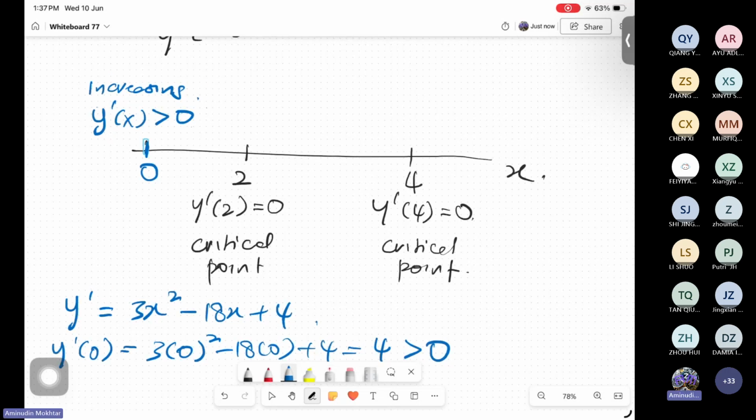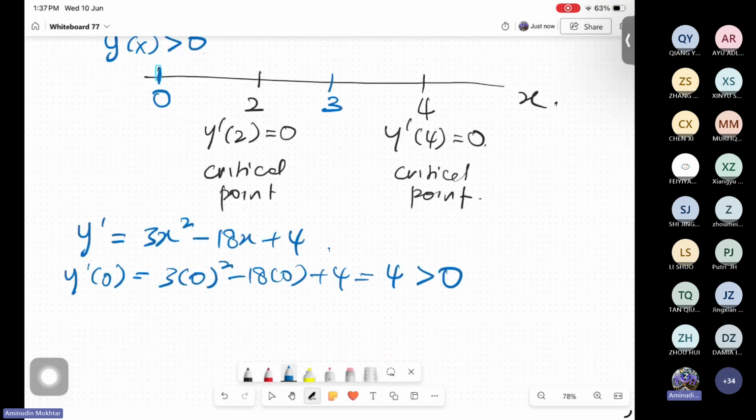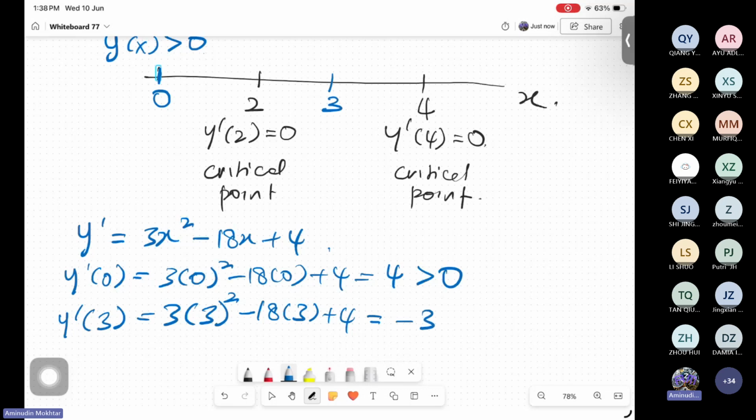Between 2 and 4, we need to find a value of x. For example, let's say I choose 3. So now we can calculate the slope of the function, the value of the first derivative when x equals 3: 3 times 3 to the power of 2 minus 18 times 3 plus 4. You can get the answer, which is negative 3.